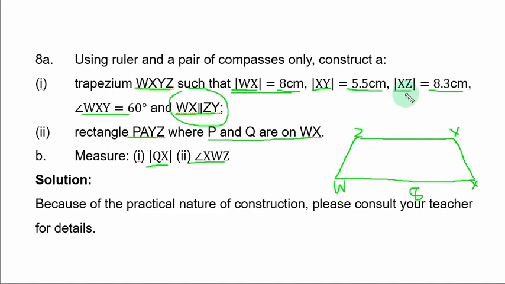Now SZ is 8.3, but before you close this side, you have to measure S to Z as 8.3. So after you measure SZ, you close this part and you close this part as well. Angle WSY is 60. So from this place you construct angle 60. You try to do that.